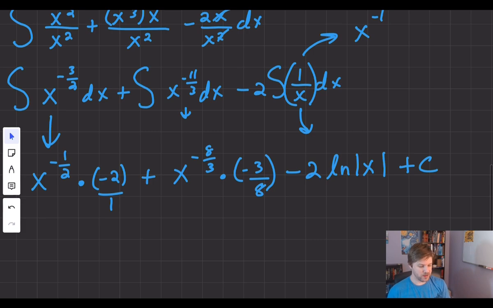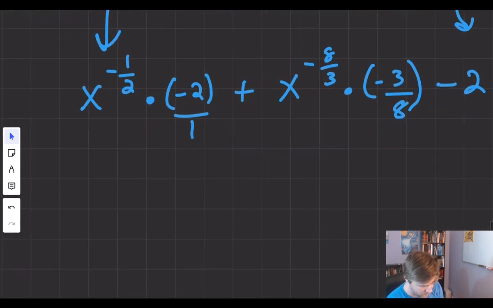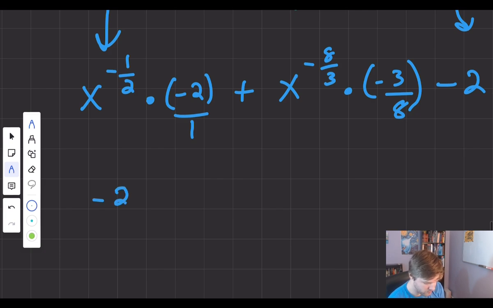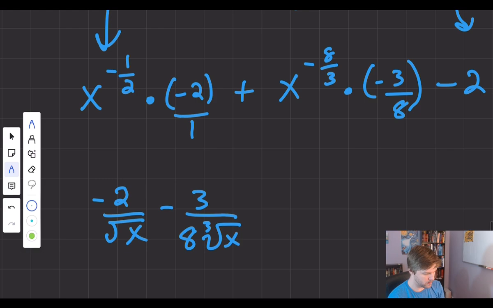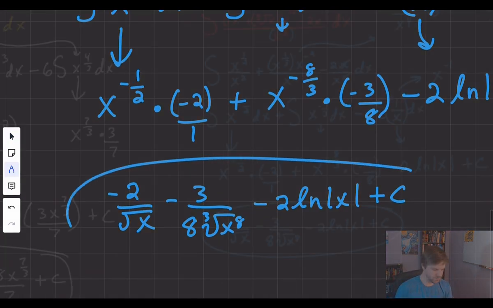Okay, so now let's clean this up. This becomes -2 over the square root of x. That negative exponent, just move it to the bottom and make it a radical again. Minus 3 over 8 cube root x to the 8, minus 2 natural log absolute value of x plus c. And that is our final answer.